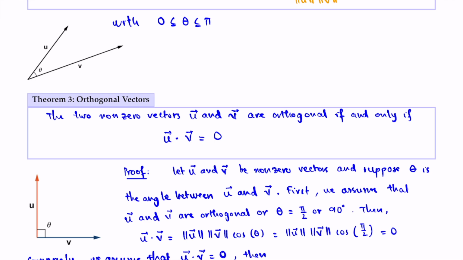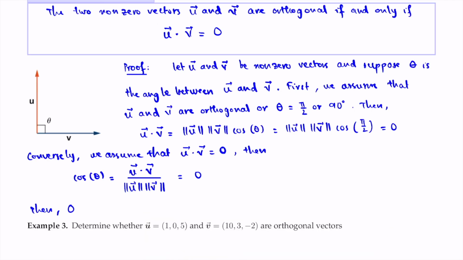Without any assumptions, you can choose the value of theta to be a 90-degree angle or a 270-degree angle, and so on and so forth. But we made the assumption earlier that theta in this context is always between 0 and pi. So therefore, cosine of theta equal to 0 implies that theta is equal to pi over 2, or a 90-degree angle. Then you have theta equal to a 90-degree angle or pi over 2, implying that u and v are orthogonal.